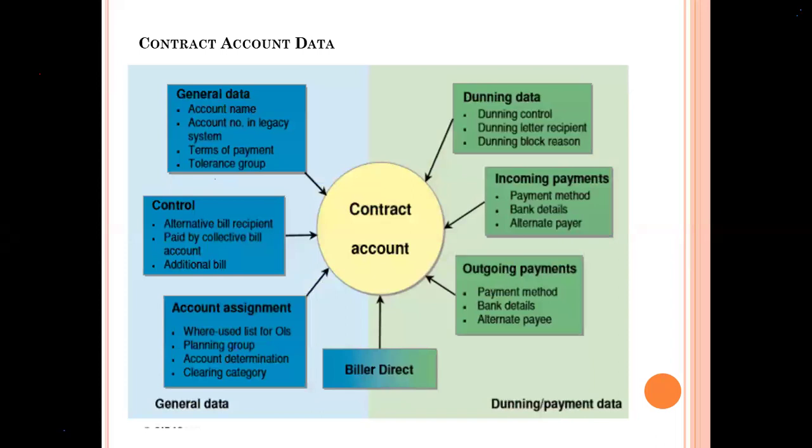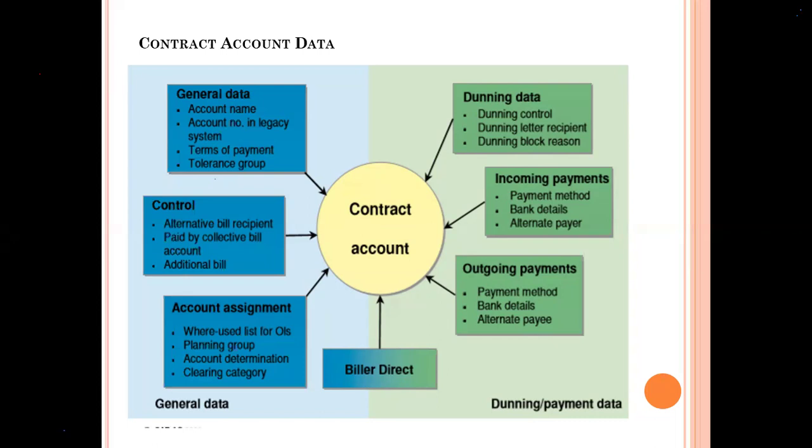Then we proceed with the contract account. As I mentioned, the contract account deals with how the business partner will do its financial transactions. Now, in this case, we have to mention some general data like account name, legacy system name, terms of payment. Terms of payment means, if an invoice comes, within how many days it has to be paid.